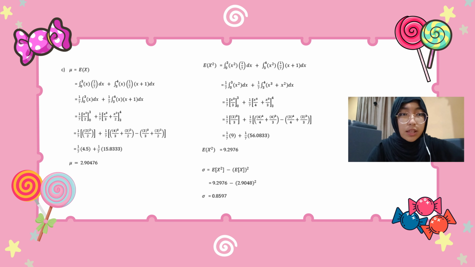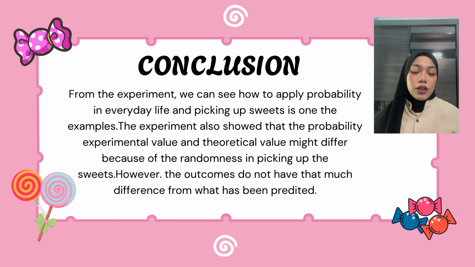That equals 9.2976. And then once we have all the values to find the variance, we can use the formula given. We substitute all the values into the formula and we will get variance equal to 0.8597.